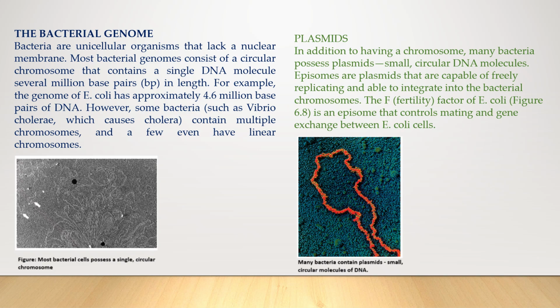Similarly, bacteria also contain extrachromosomal DNA, what we call plasmids, which are also small circular DNA molecules. Here we have episomes, which are plasmids that are capable of freely replicating, and they have the ability to integrate into the bacterial chromosome, which we call the F fertility factor or F factor, which we can see in E. coli. It also belongs to the episome category that controls mating and gene exchange between E. coli cells.